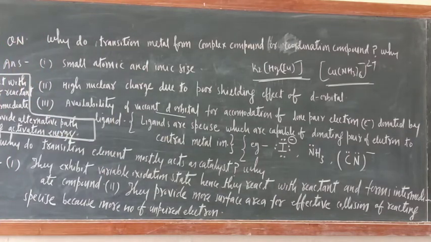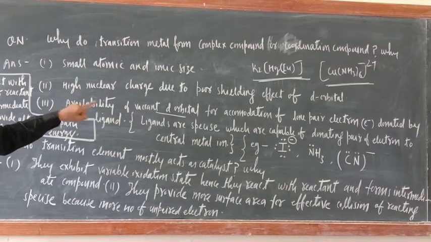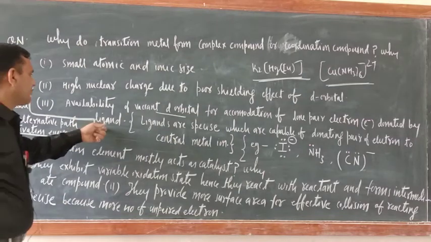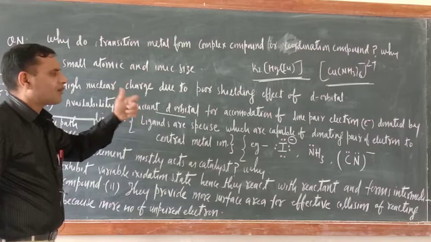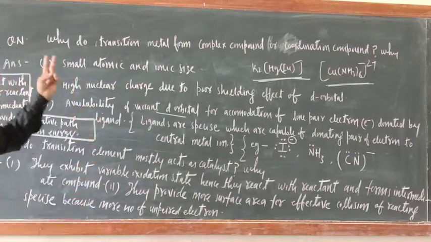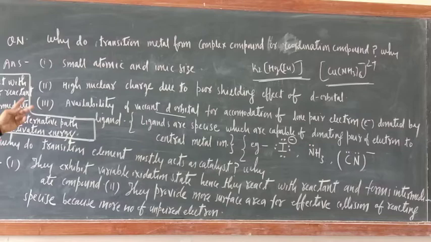So just see, why do transition metals form complex compounds or coordination compounds? Transition metals form complex compounds because of these three reasons: small atomic and ionic size, high nuclear charge due to poor shielding effect of d orbitals, and availability of vacant d orbitals for the accommodation of lone pair of electrons donated by ligands. So because of these three reasons, transition elements form complex compounds.